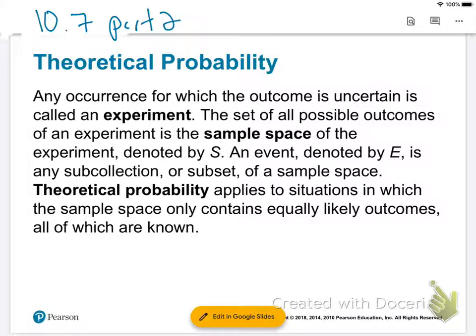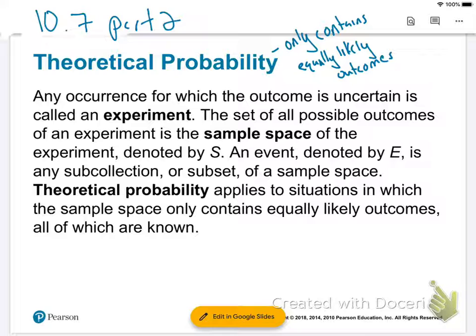Hey guys, we're back for 10.7 part 2, theoretical probability. So theoretical probability, on my page I made sure to make a little note that said it only contains equally likely outcomes.